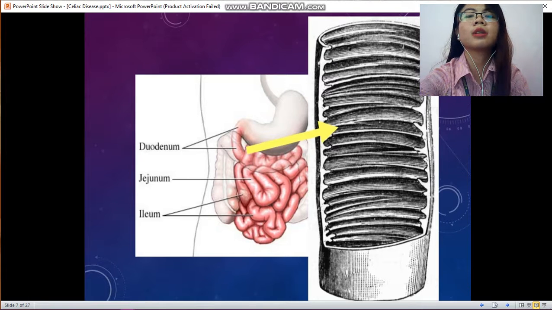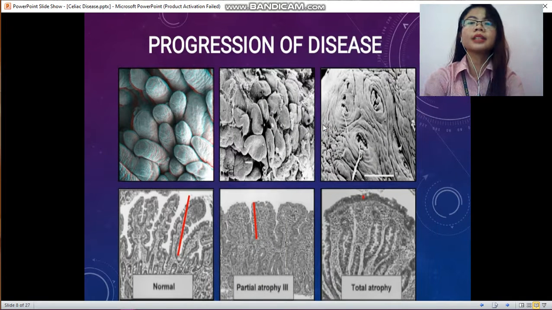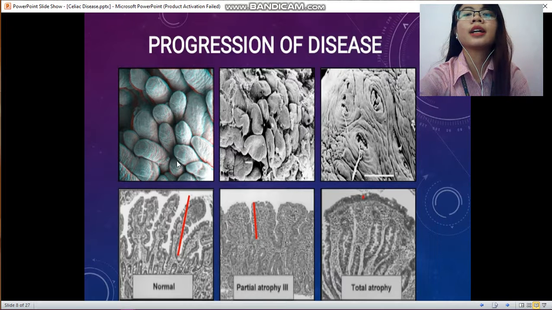Here you can see the duodenum, the jejunum, and the ileum. Here in the small intestines is where celiac disease occurs. Next, the progression of this disease. Here on the left side, you can see the normal one. In the middle, it's the partial atrophy. And on the right side, it's the total atrophy of the disease.